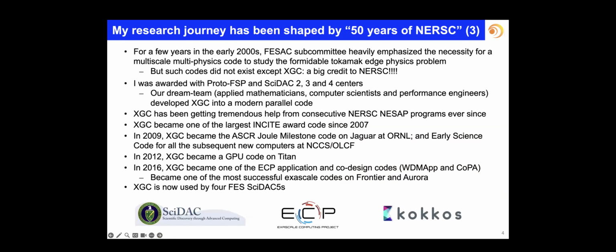And then at that time, this was a coincidence, or I got lucky. There was a PhysEx subcommittee heavily emphasizing the necessity for a multiscale, multiphysics code to study the Tokamak edge physics problem. They were emphasizing it for a few years, but all the proposals before me just failed because such a code did not exist. And XGC was at that time the only such code. And it's thanks to NERSC.